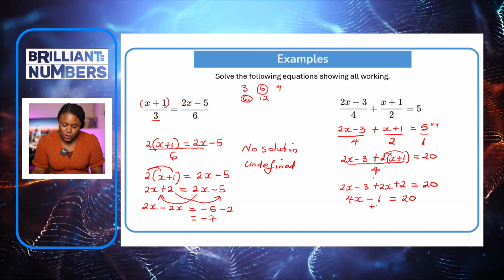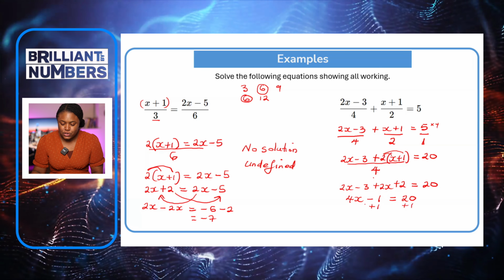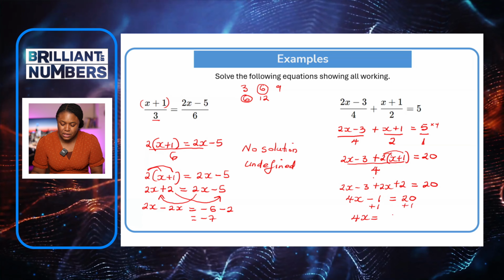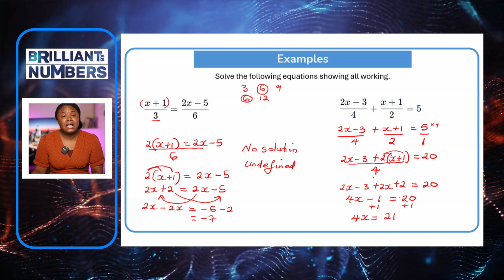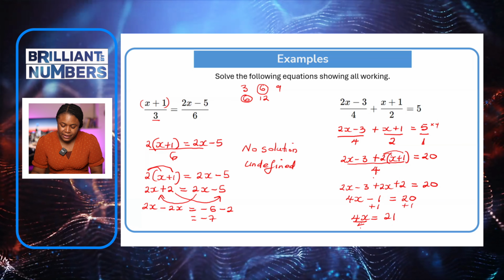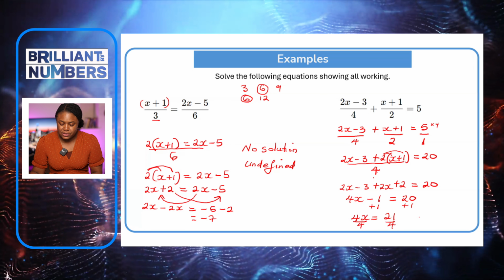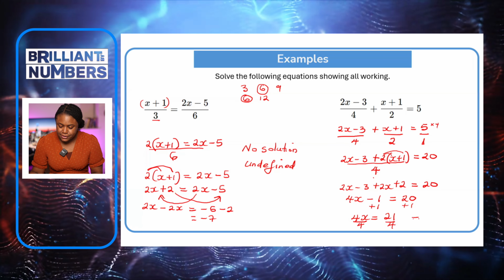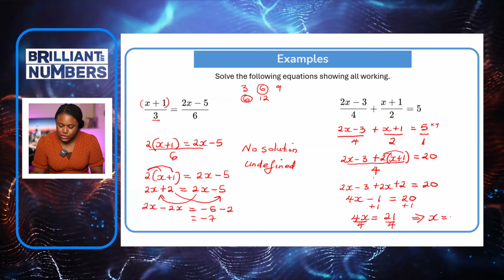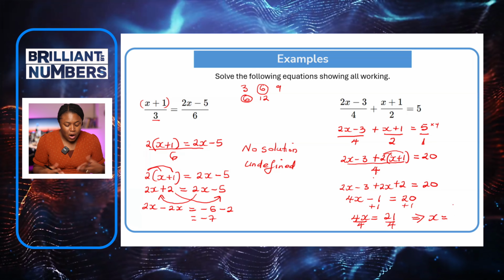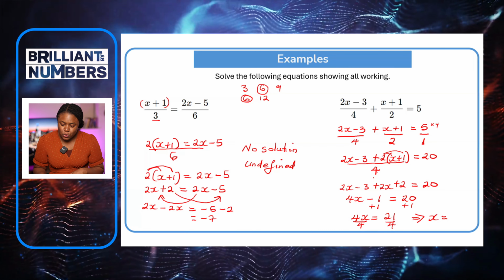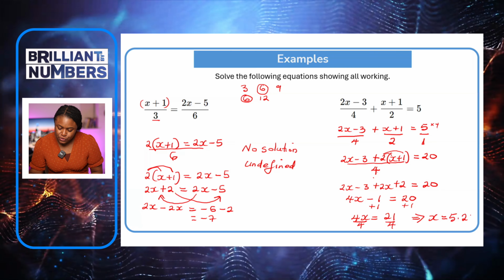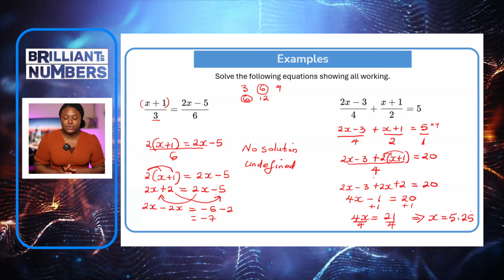So we need to add 1 to both sides. So 1 and minus 1 cancel out to 0, so 4x is equal to 21. Last step is to divide by 4 on both sides. So we know 4x divided by 4 is equal to x. So x then is equal to 21 quarters, or we could get a final answer of 21 quarters. So 21 divided by 4 is 5.25 for our solution. Beautiful.